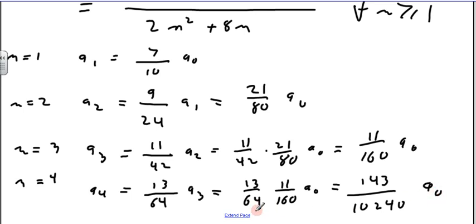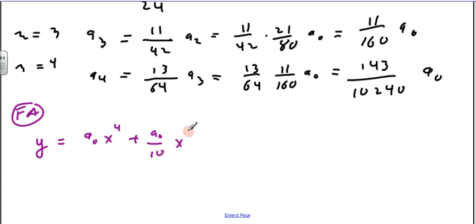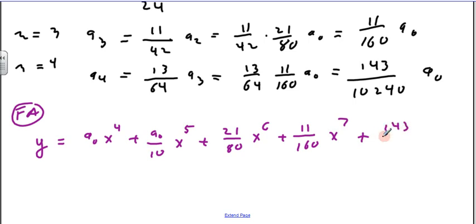Okay? And r is equal to 4. So my final answer looks like y is equal to a_0 x to the 4th plus a_0 over 10 x to the 5th plus 21 over 80 x to the 6th plus 11 over 160 x to the 7th plus 143 over 10,240 x to the 8th. Isn't that lovely?